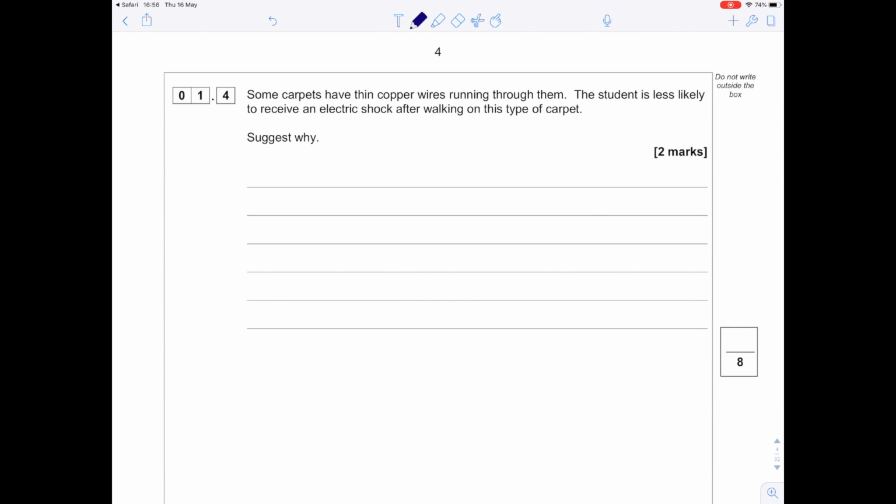1.4 Some carpets have thin copper wires running through them. The student is less likely to receive an electric shock after walking on this type of carpet. Suggest why. 2 marks. The key here is that there's copper running through the carpets. So carpets tend to contain plastic or wool, so those are electrical insulators. The moment you add the copper wires, then you add an electrical conductor. And therefore you don't get any buildup of charge.